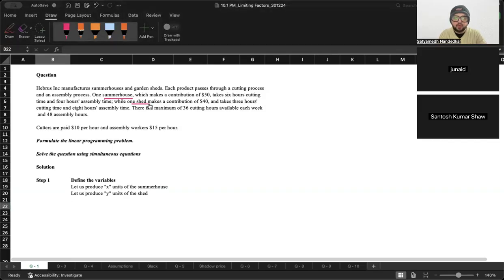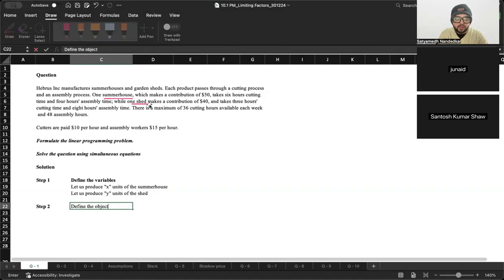The second step should always be to define the objective. What do you want to do here? You have defined the variables. Now you need to define the objective. What should be the objective? Objective could only be maximizing the profit or maximizing the contribution or minimizing the cost, but cost minimization questions are usually not, or rather never asked in the linear programming part of limiting factors. So our objective should either be to maximize the contribution or to maximize the profit.